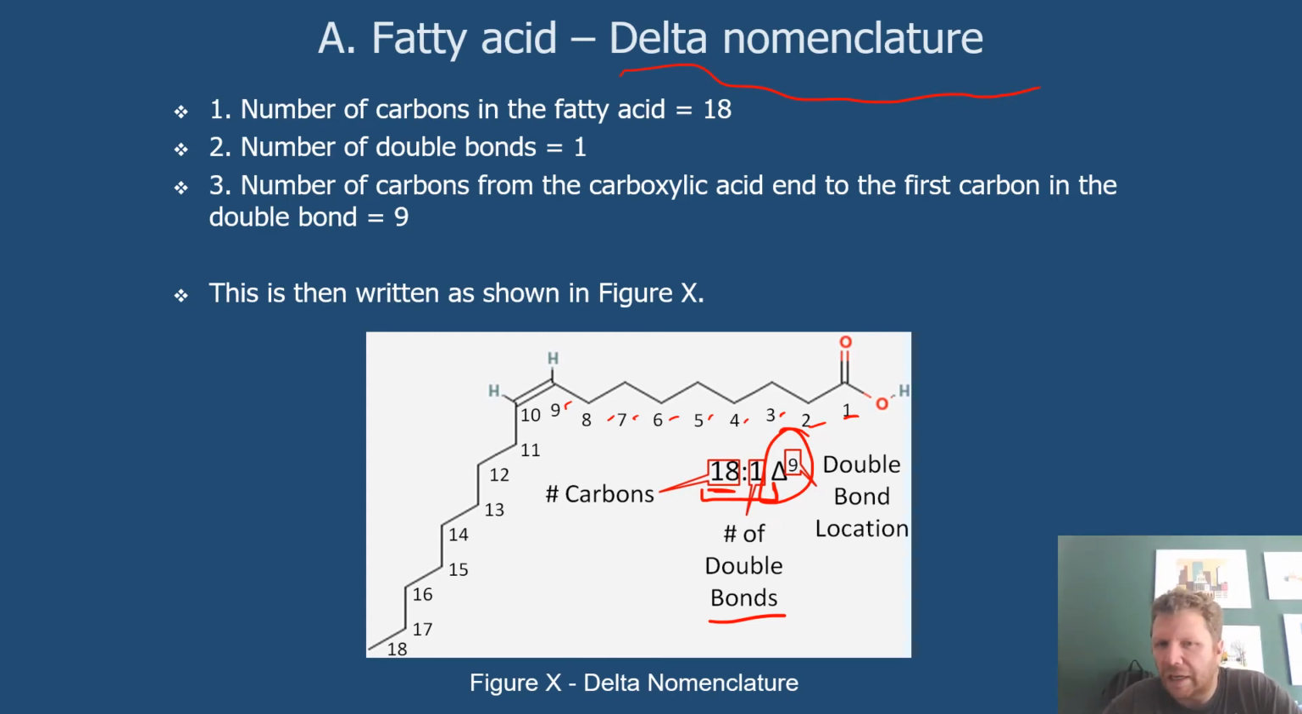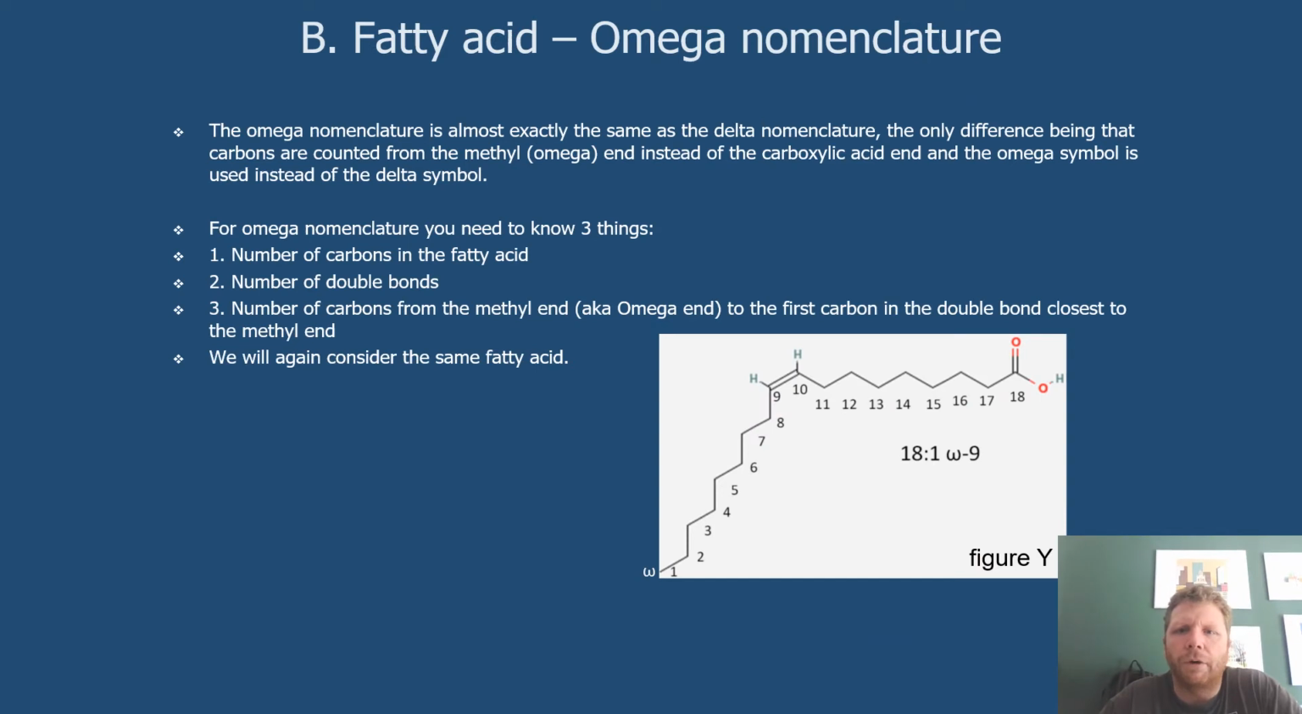If there was a second double bond, say between 11 and 12, you would see delta 9, 11. You wouldn't have to indicate another delta or anything like that. Okay, the omega system is similar but different. It's different because your numbering starts from the opposite end of the fatty acid.